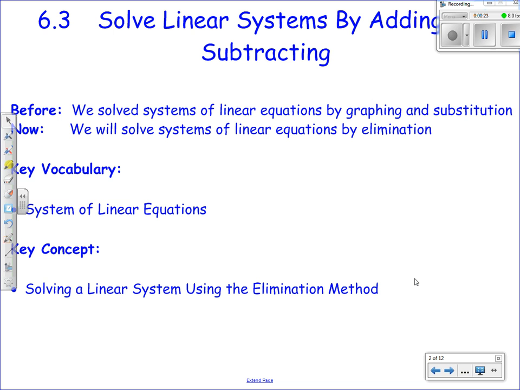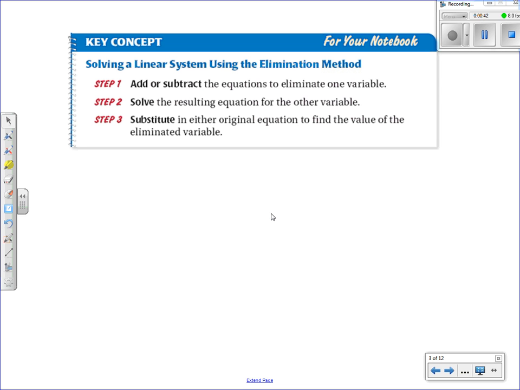We're going to try and eliminate the x or the y variable. To do that, we're going to be looking for opposites. 3x and negative 3x, for example, would give us 0 when combined. So our goal today is going to be looking for opposites so that we can eliminate either the x or the y variable. These steps, key concept is in your book.